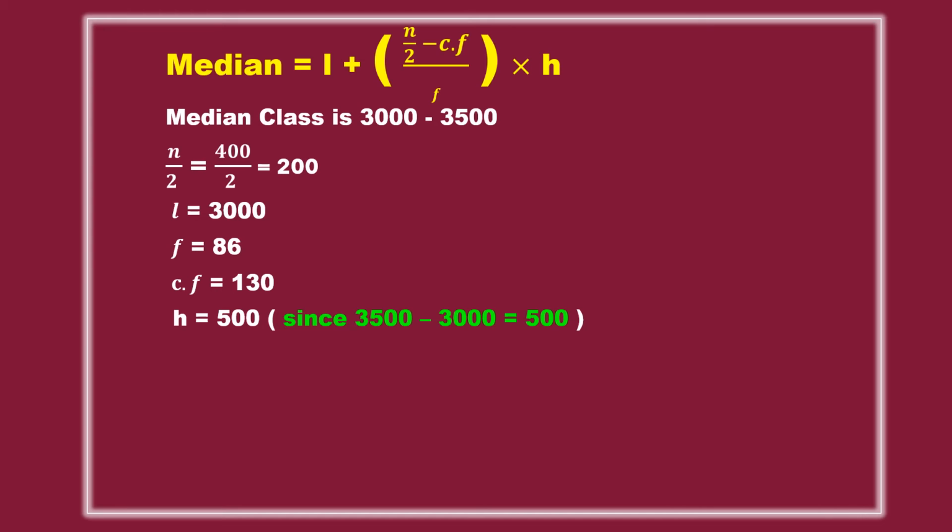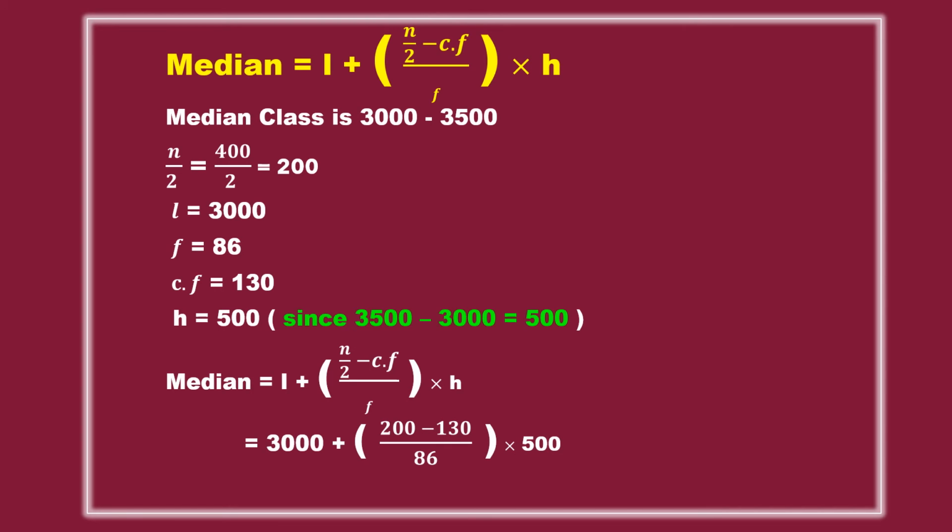Now we got all the values which have to be substituted in this median formula. Median equals L plus N by 2 minus CF by F into H. Now put every value. L is 3000, N by 2 we got 200, minus CF we have 130, by F we got 86, into H we have 500. Now we'll simplify this.